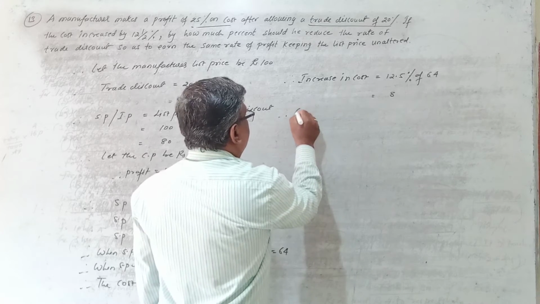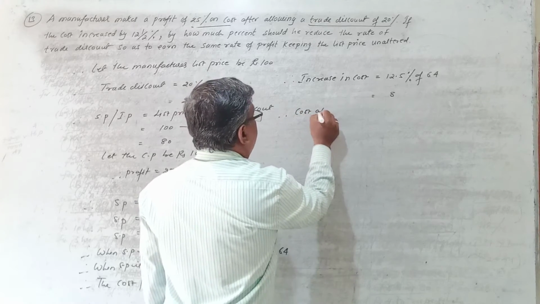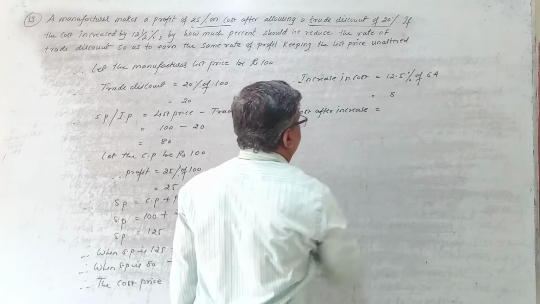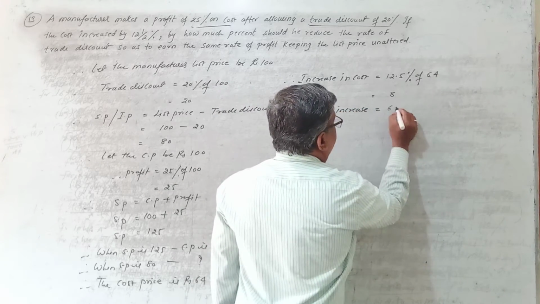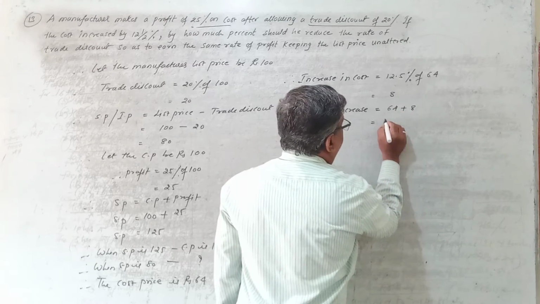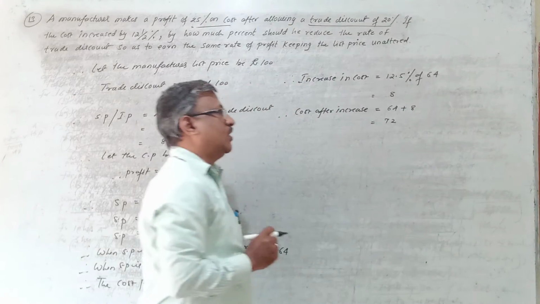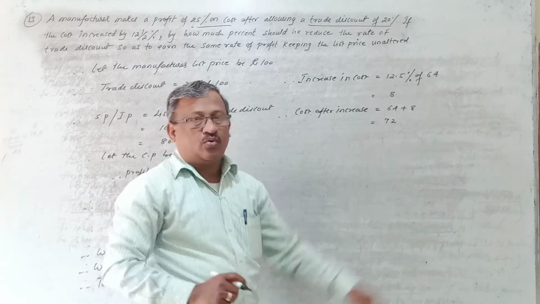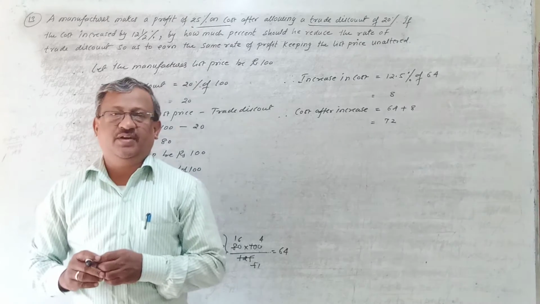Means if this cost is increased by 8 rupees, you have to find the cost after increase. Cost after increase equals my original cost price 64, to which we add 8 rupees. If you add 8 rupees, your new cost becomes 72 rupees. Now the new cost of the manufacturer is 72 rupees.